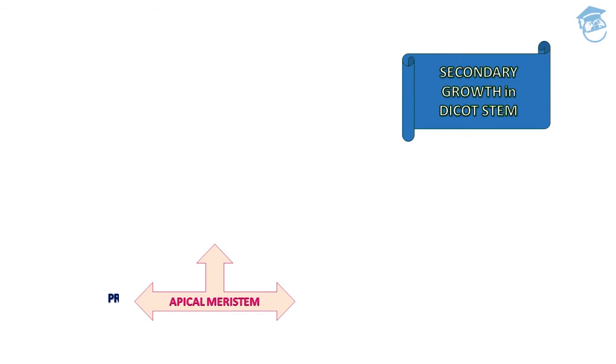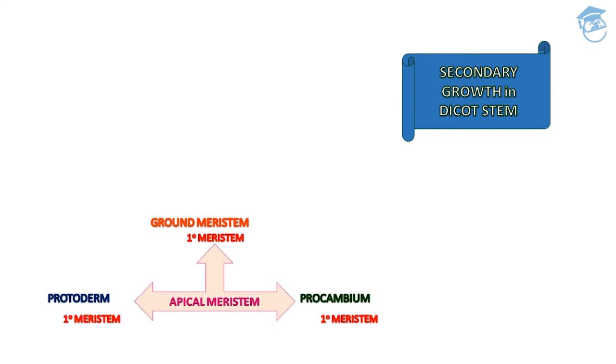Secondary growth in dicot stem. As we know, apical meristems are of three types. I have already taught you in detail about it in my previous section of the presentation, so you can refer to that for better understanding. So for secondary growth in dicot stem, apical meristems are of three types: protoderm, ground meristem, and procambium. These three are primary meristems.